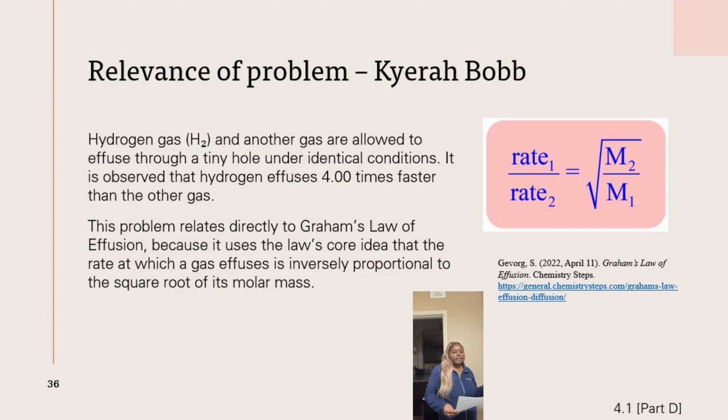This problem relates directly to Graham's law of diffusion because it uses the law's core idea. Graham's law states that the rate at which a gas effuses is inversely proportional to the square root of its molar mass. In a simpler version, that means the problem is a direct application of Graham's law because it uses the relationship between the effusion rate and molar mass to identify an unknown gas.